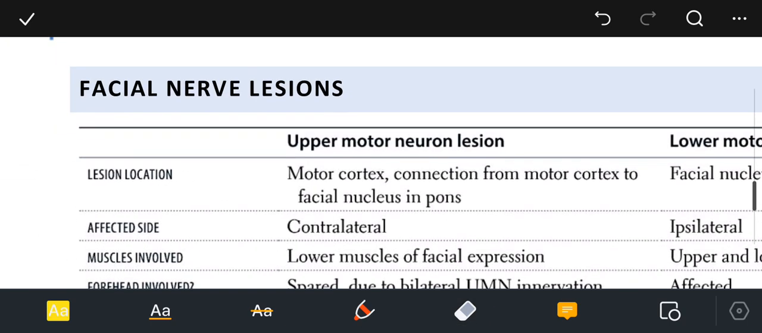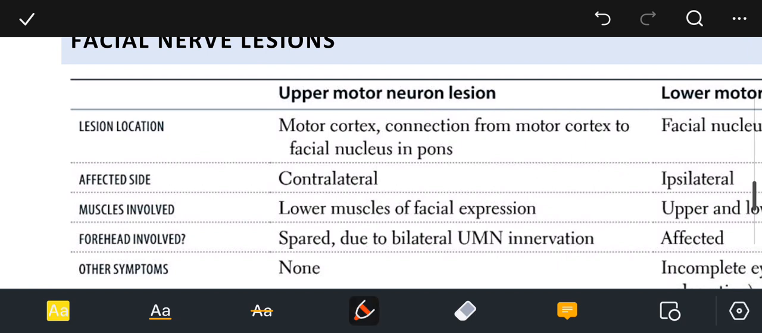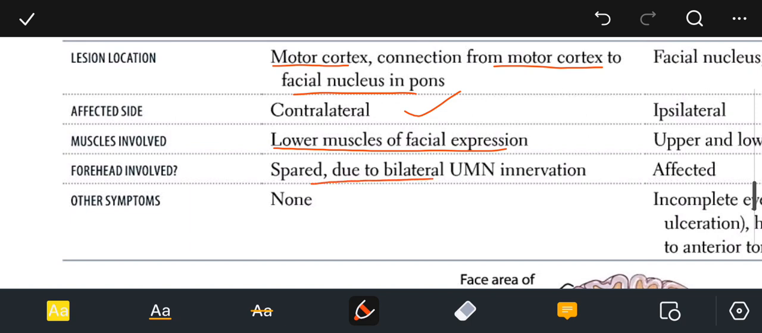So they are saying that if the location is upper motor neuron, so if the lesion is located in the motor cortex or the connection from the motor cortex to the facial nerve nucleus in the pons, that kind of region is upper motor neuron. The affected side will be contralateral. The muscles involved are the lower facial muscles of expression, and the forehead will be spared because of bilateral upper motor neuron innervation, and other symptoms will not be there.